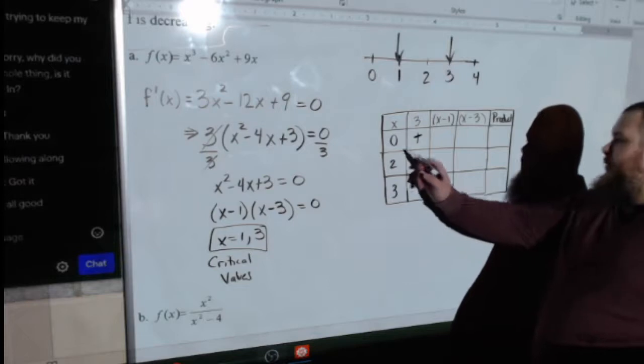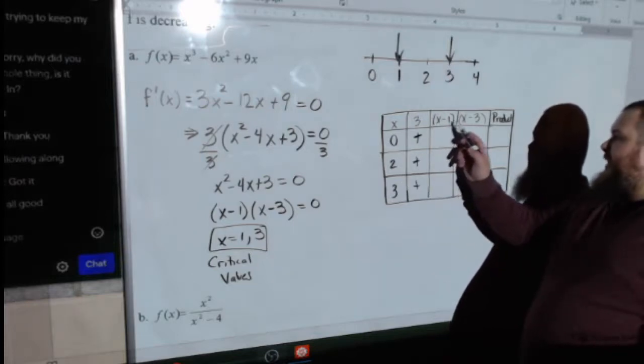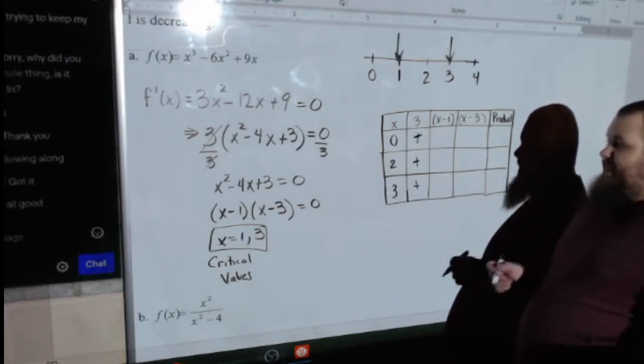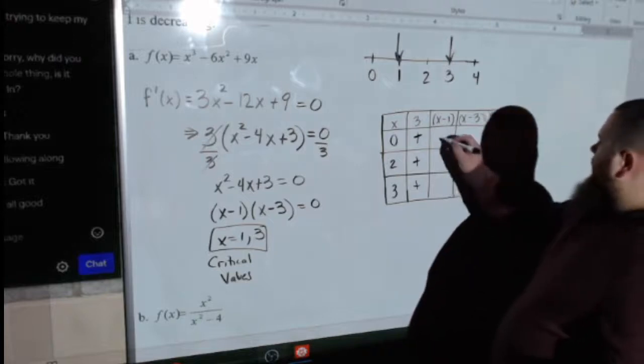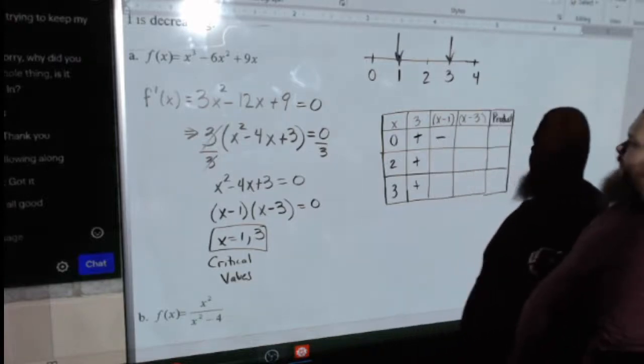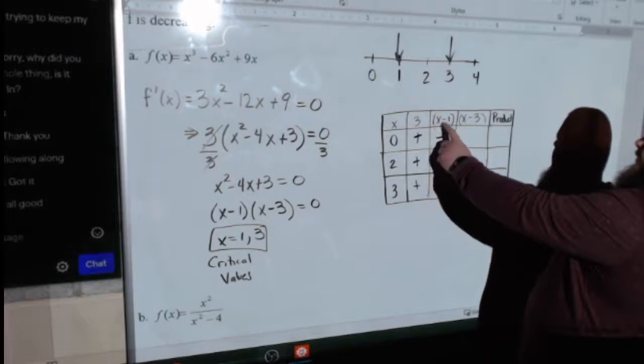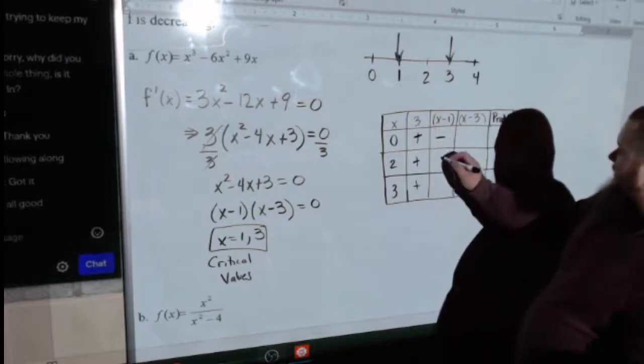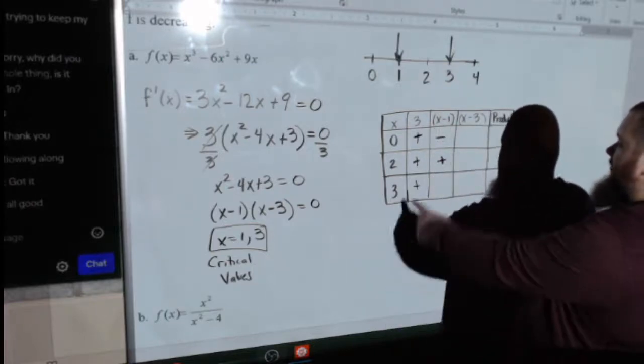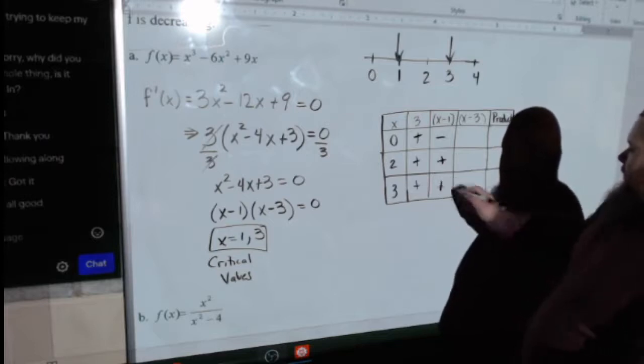All right, plug 0 into this. 0 minus 1. Well, that's a negative number. That's -1, so negative. 2 minus 1. That's a positive number. And then 3 minus 1, positive number.